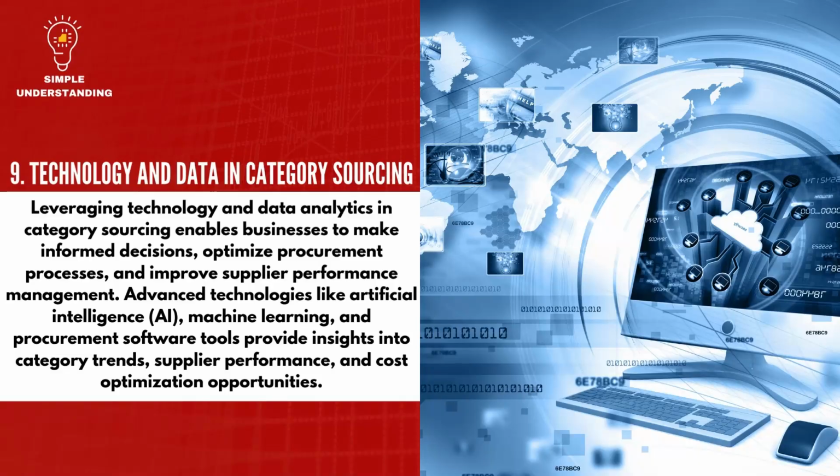9. Technology and data in category sourcing. Explanation. Leveraging technology and data analytics in category sourcing enables businesses to make informed decisions, optimize procurement processes, and improve supplier performance management. Advanced technologies like artificial intelligence, AI, machine learning, and procurement software tools provide insights into category trends, supplier performance, and cost optimization opportunities.